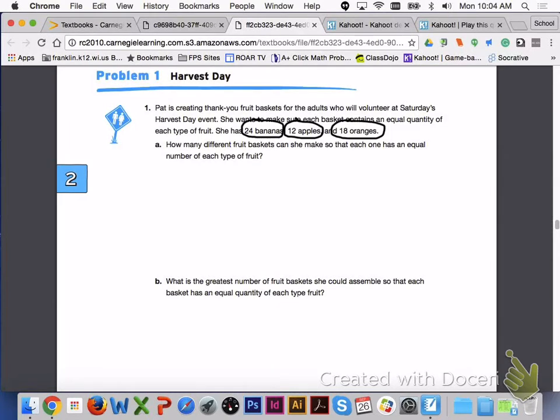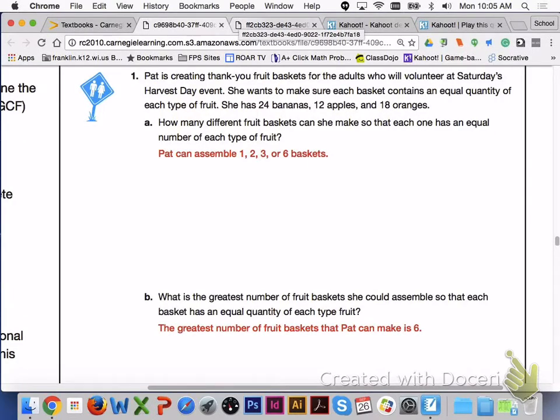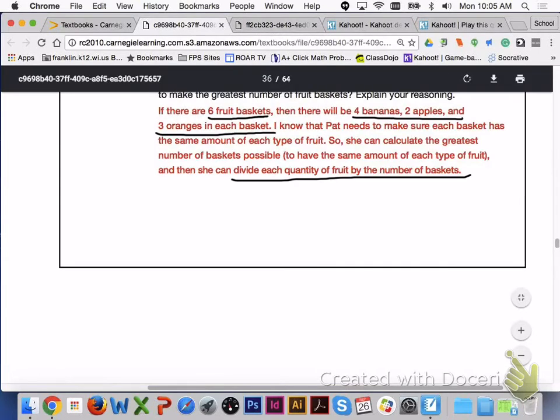Let's turn to page 70 and take a look at problem 1, Harvest Day. I would like you to answer letters A, B, and C with your group members. Number 1, letter A: Pat can assemble 1, 2, or 3 baskets. For letter B, the greatest number of fruit baskets that Pat can make is 6. For letter C, if there are 6 fruit baskets, then there will be 4 bananas, 2 apples, and 3 oranges in each basket. You can calculate the greatest number of baskets by dividing each quantity of fruit by the number of baskets.